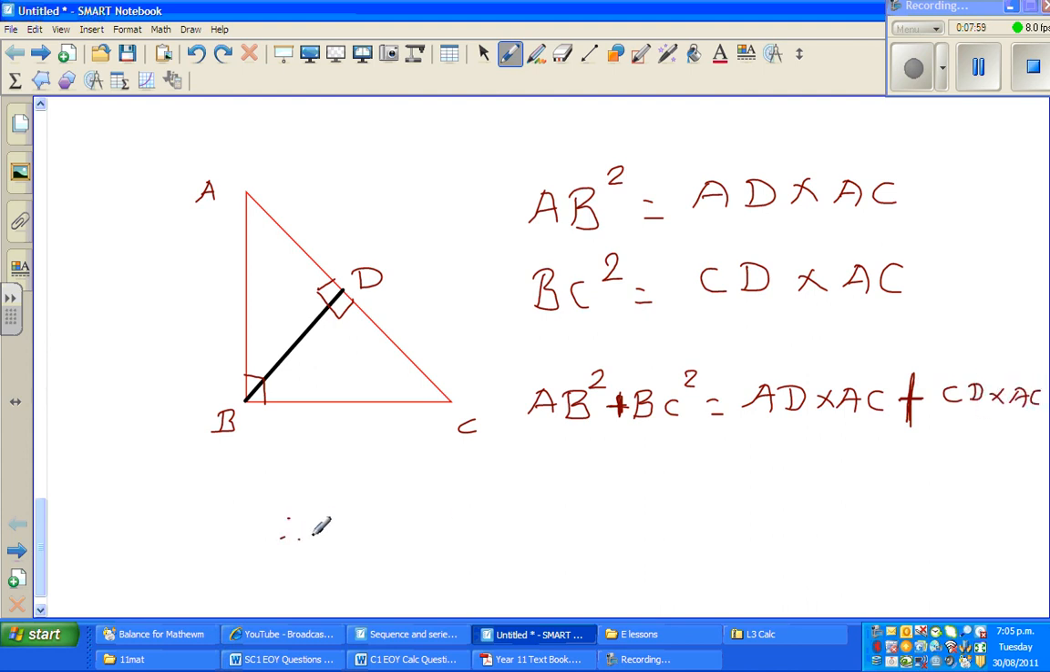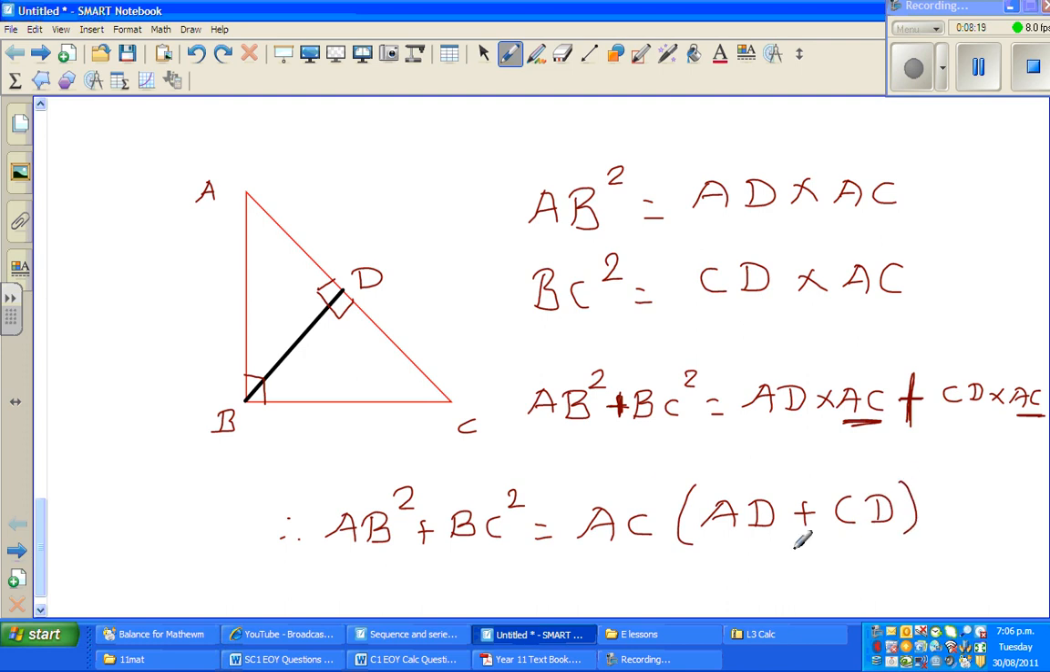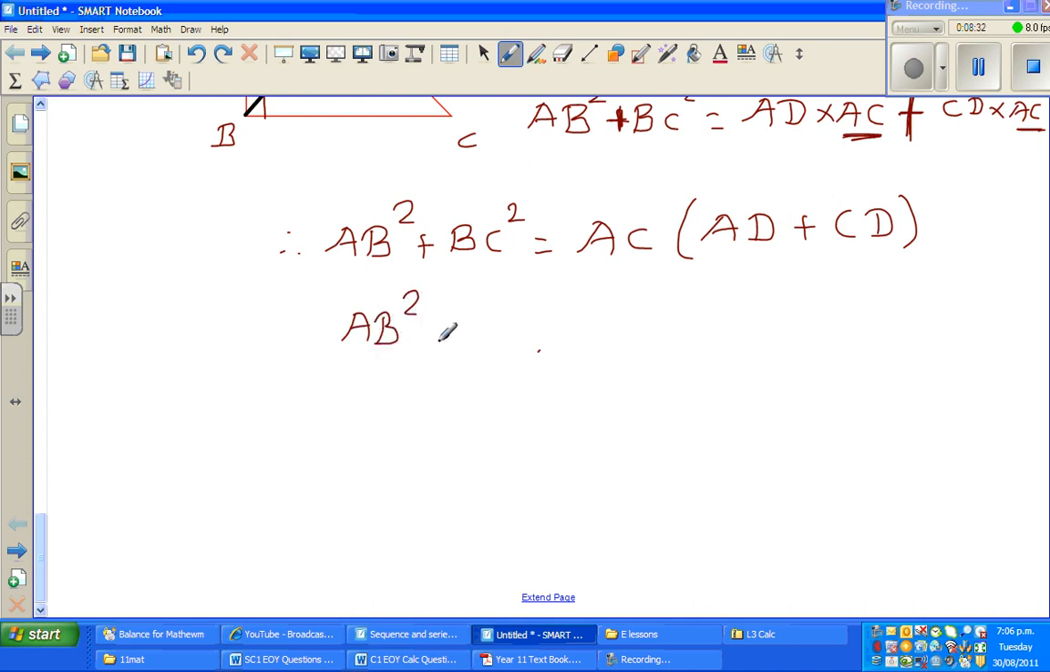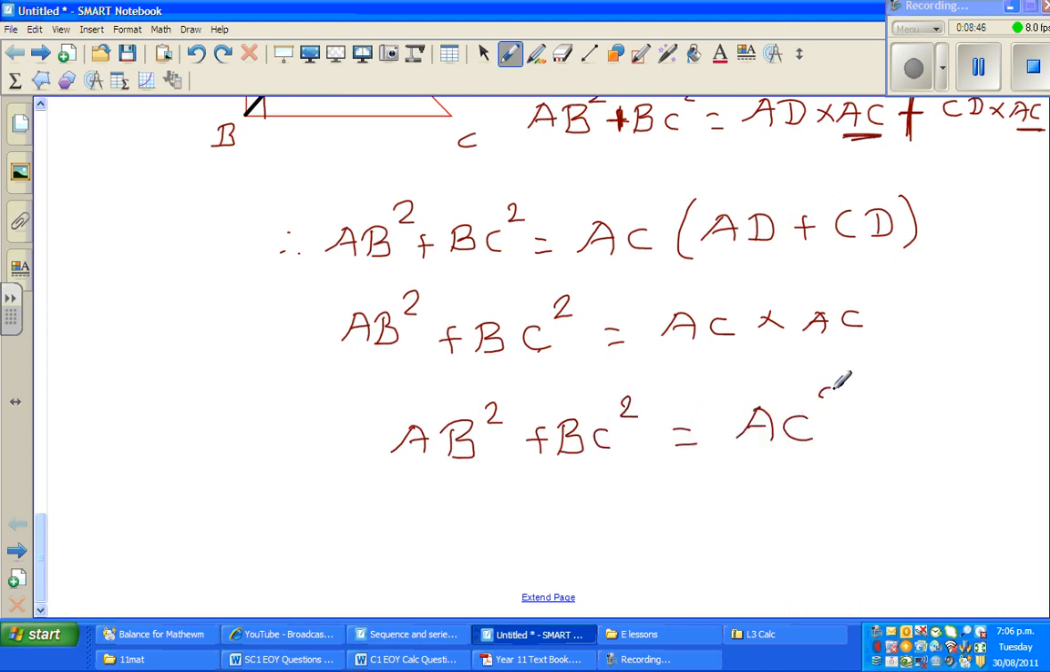Therefore, I'll rewrite AB squared plus BC squared. Now what can you factor out? You have an AC here, and an AC here. If you factor out an AC, what will you have? You'll have AD plus CD. Now look at your figure and tell me, what is AD plus CD? AD plus CD is nothing but AC. So therefore AB squared plus BC squared is equal to AC times AC. That's the Pythagoras theorem: AB squared plus BC squared is equal to AC squared. See you in the next video.